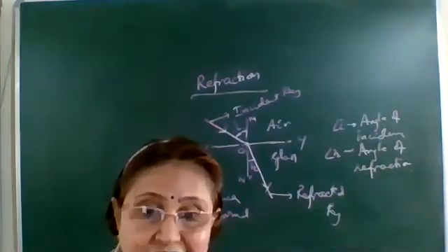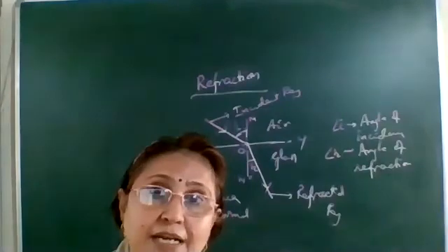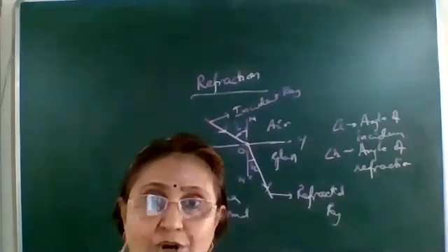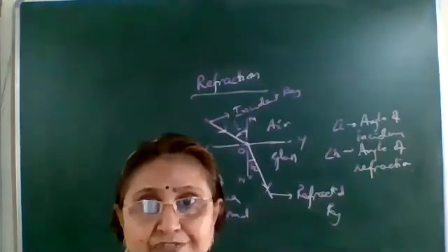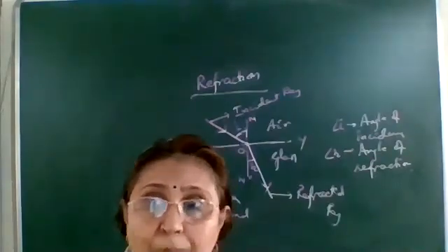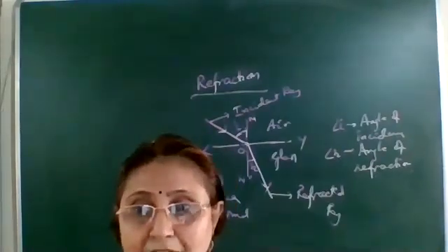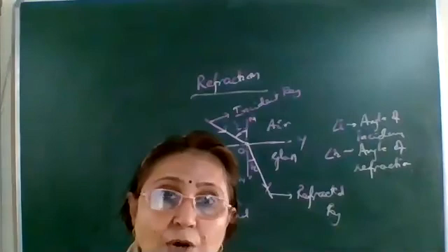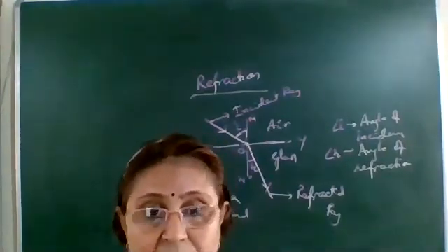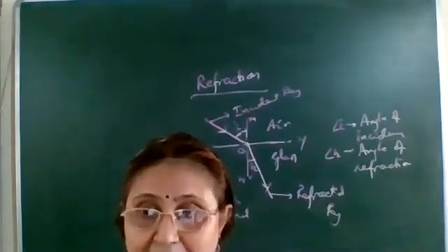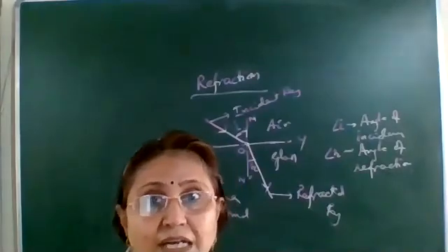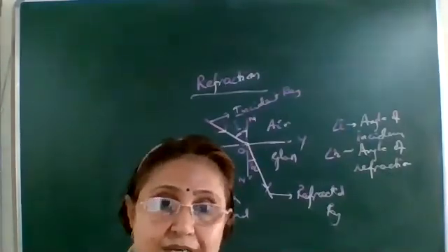Okay, then we'll discuss optically rarer and optically denser media. In class 9th, what we studied is mass density, physical density, which is mass upon volume. Now we'll study optical density. Optical density means a medium may be optically denser or optically rarer. That we'll study in the next class, that is tomorrow. We'll start from there: optically rarer and optically denser medium.